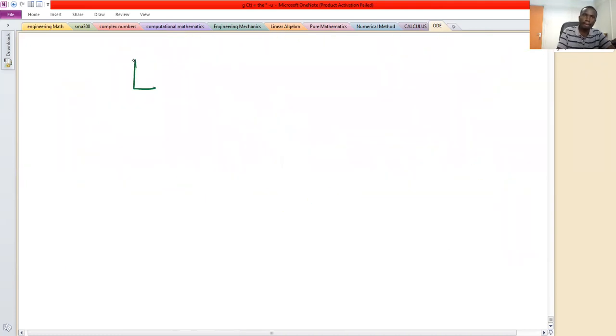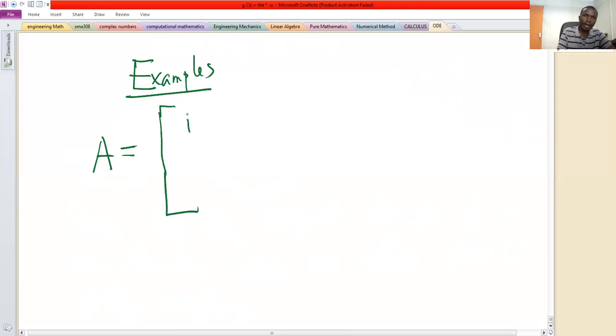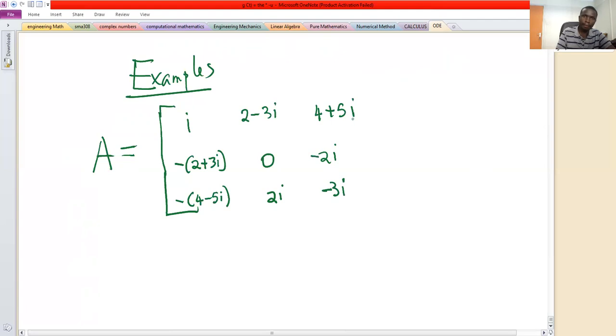So, examples. If we have a matrix A given by the rows: 2i, minus 3i, 4 plus 5i; then minus 2 plus 3i, 0, 2i; then minus 4 minus 5i, this is 2i, and then minus 3i. Then this is an example of a Skew Hermitian matrix.